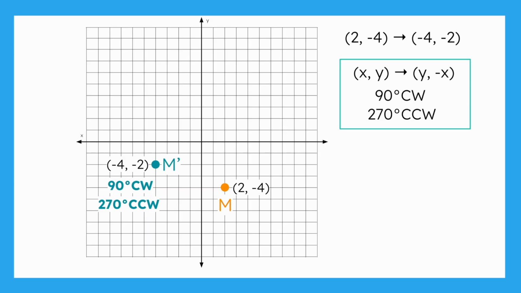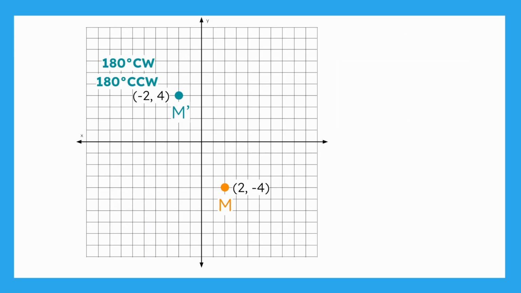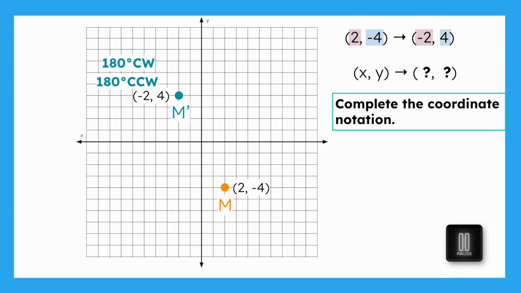Now let's look at a 180 degrees clockwise or counterclockwise rotation. We can represent the transformation like so. How did the x and y coordinates change? The x and y coordinates stayed in the same place, but both coordinates became their opposites. 2 became -2, and -4 became +4. What would the coordinate notation be? Pause the video now to complete it.